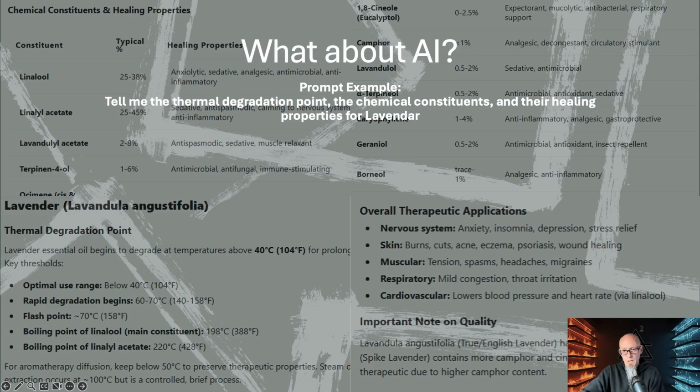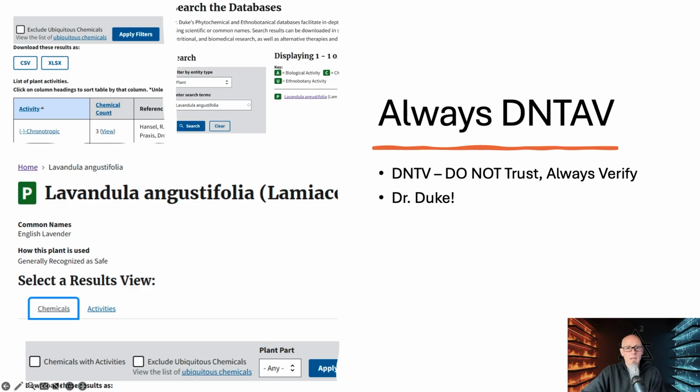All right. I will point out the discrepancy here in a few, but the flash point and boiling point for our purposes over on the screen there on the very, very bottom left are wrong. Okay, so the flash point there says 70 C and the boiling point says 220. Okay, so again, always DNTAV. Do not trust, always verify.